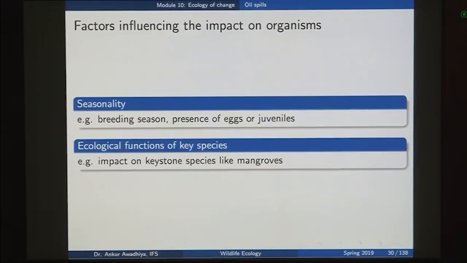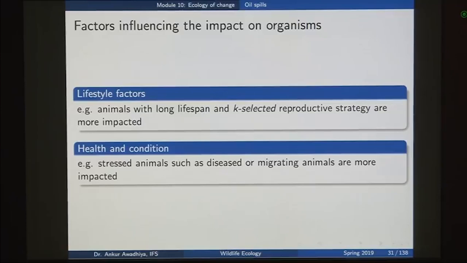The impact will also depend on which organism is impacted. If there is an impact on a keystone species like mangroves, the impact on the ecosystem will be much greater. In the case of mangroves, they provide shelter to fishes and serve as a nursery for fishes and so on. So, if mangroves die out, the impact on the whole ecosystem will be much greater than otherwise. It would also depend on the lifestyle of the organisms.